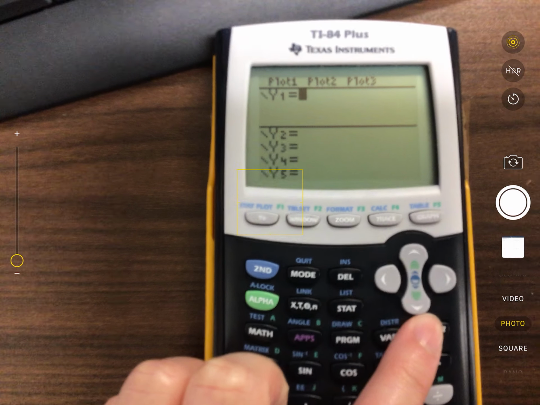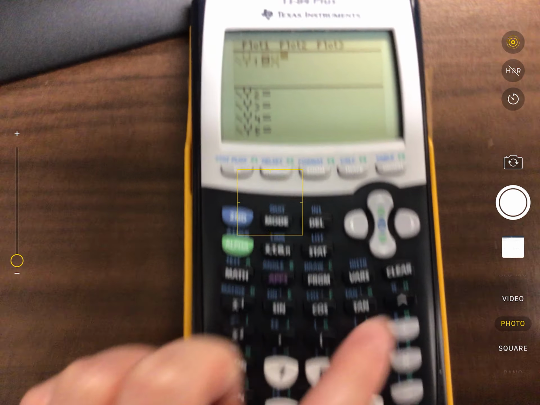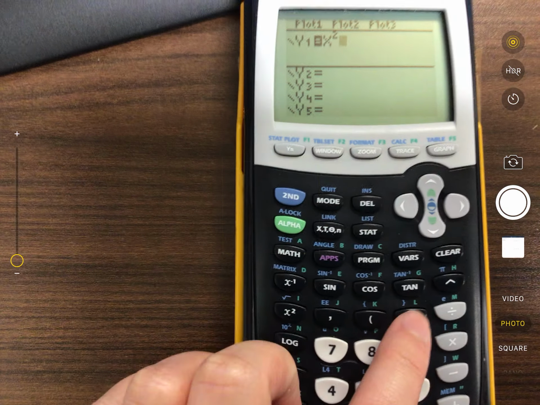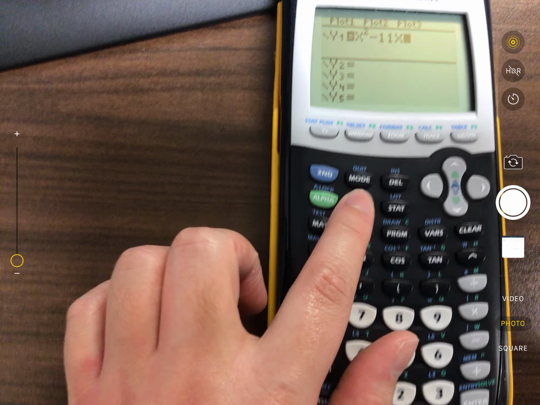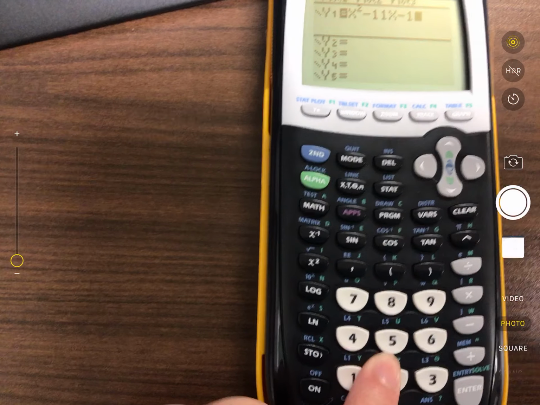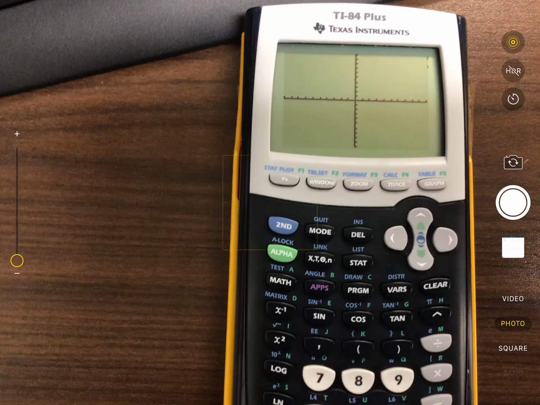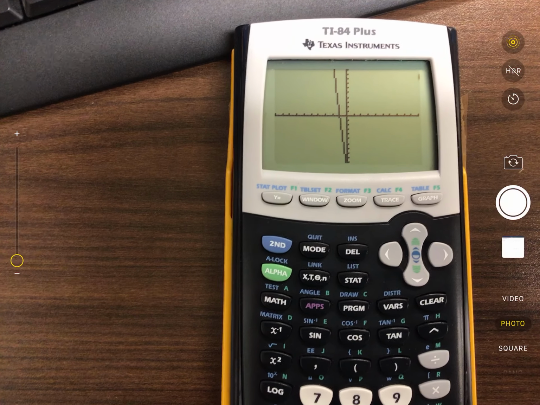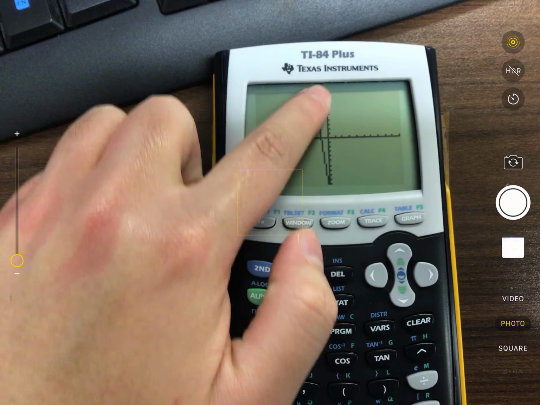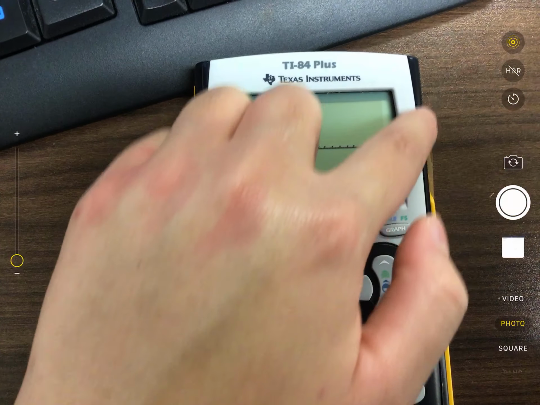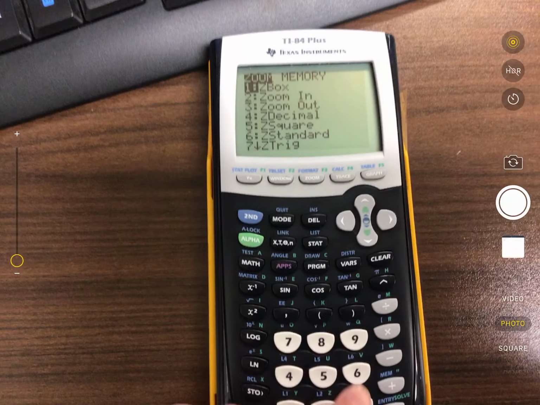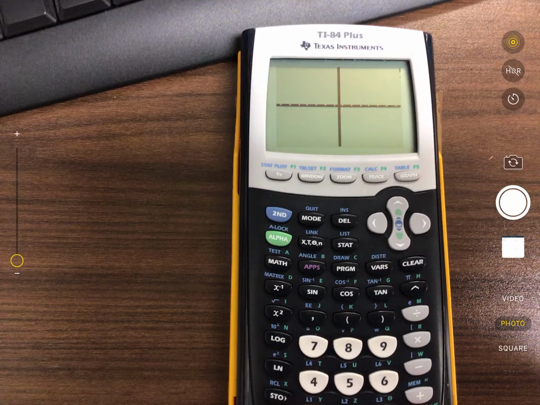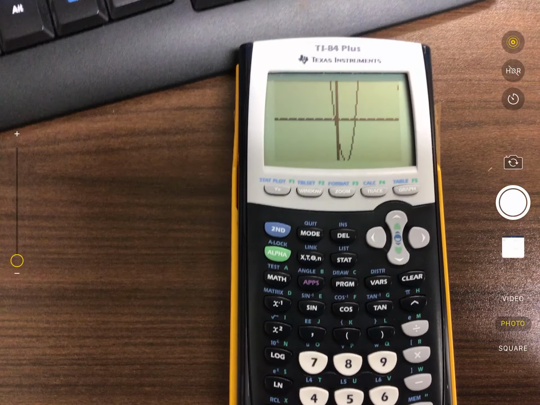Going back to y equals, we get x squared minus 11x minus 12. So going to my graph, I see only one of my solutions. Since this graph goes down like that, I know it's going to end up coming back up. So let's go ahead and zoom out here. You hit zoom 3, hit enter, so you can see your whole graph.